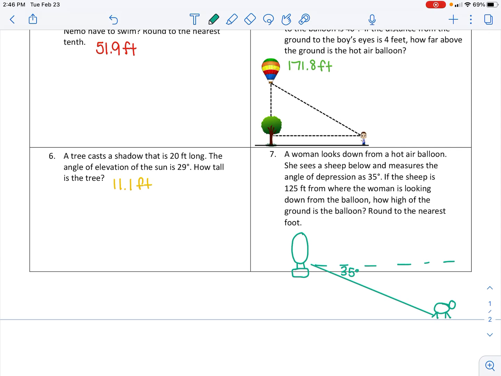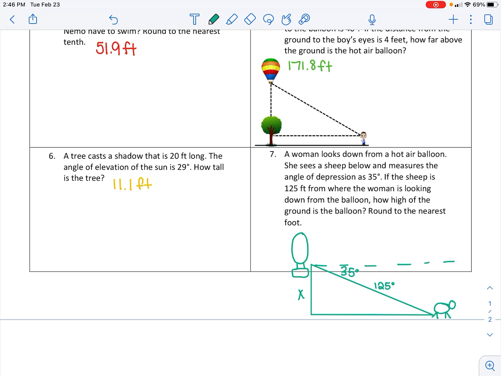If the sheep is 125 feet from where the woman is looking down from the balloon, so 125 feet, how high off the ground is the balloon? So we want to know this here. And we want to round to the nearest foot because that's what it tells us in the directions.